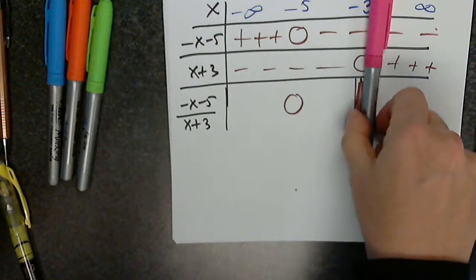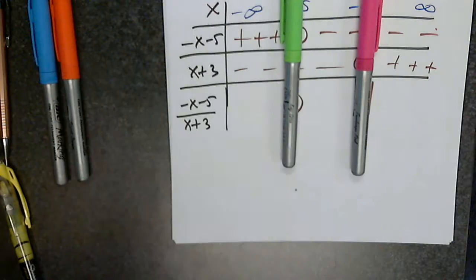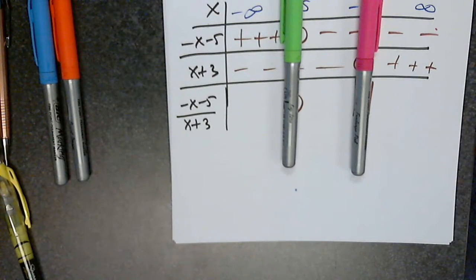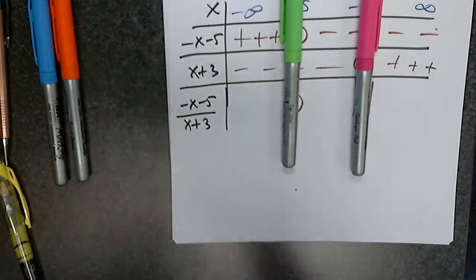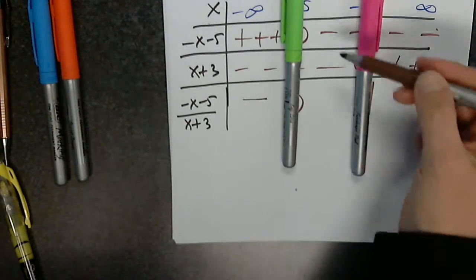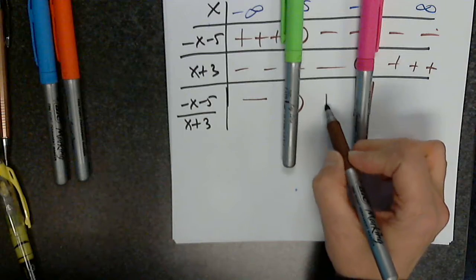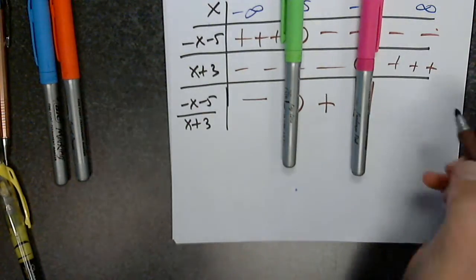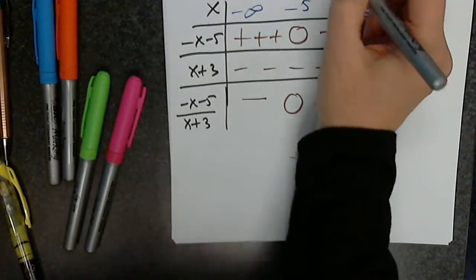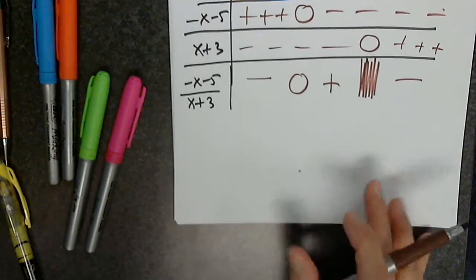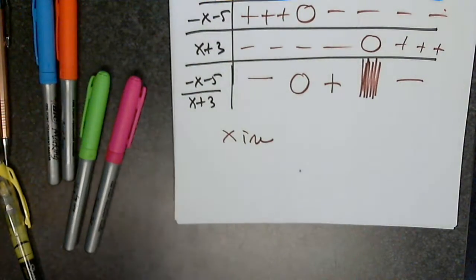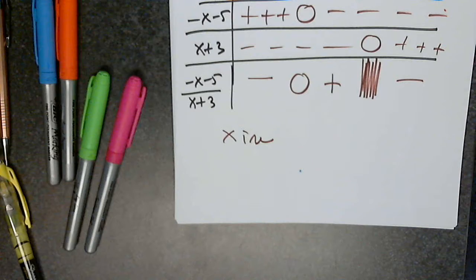I see I have 3 subintervals. I only count the negatives. On the first subinterval, how many negatives do I have? In the middle subinterval? And in the last one? Good. Now, I look here and I make a decision. X in the interval.